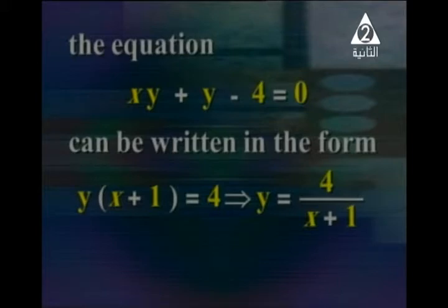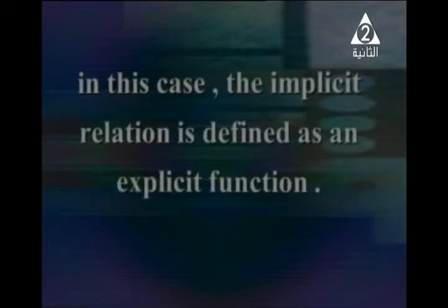y is on the left hand side and the variable x is on the right hand side. In this, x does not equal negative 1. Why? Because in 4 over x plus 1, if x equals negative 1, the function is undefined. In this case, the implicit relation is defined as an explicit function. Dear student, in this case, the implicit relation is defined as an explicit function.